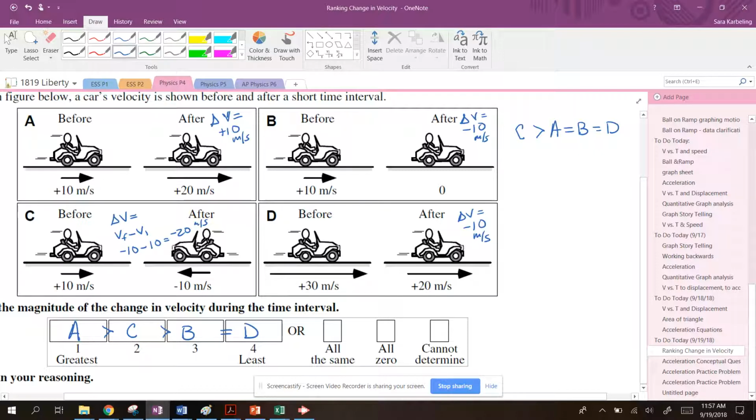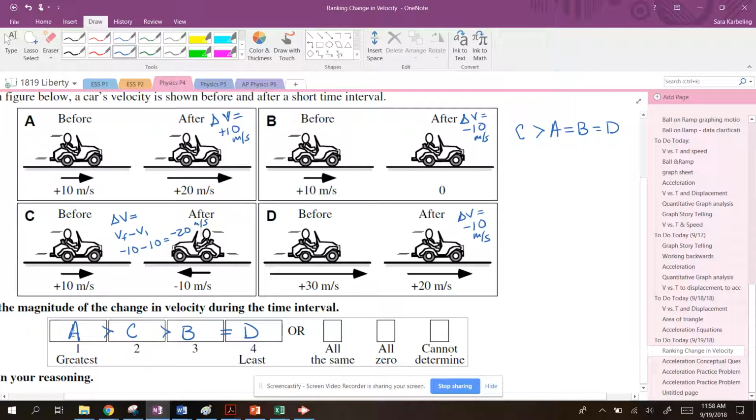Does that make sense? A lot of people want to make this one zero. If you're going from 10 to negative 10, if you just subtract those, what do you get? 0, right? That's the little tricky part here, really paying attention to that. But I think that the magnitude of A, B, and D are the same. That looks right to me because they're all 10. And this one's bigger, even though it's going backwards. It's a negative change. Its magnitude is 20. We good? All right.